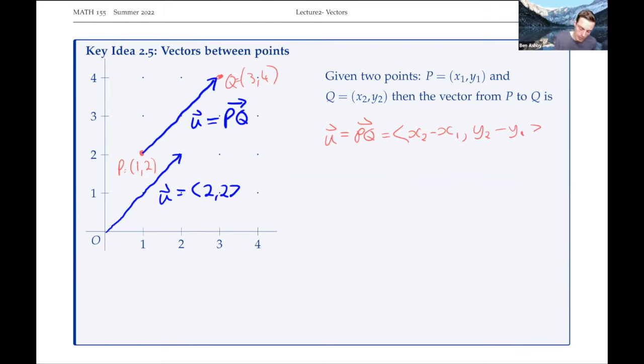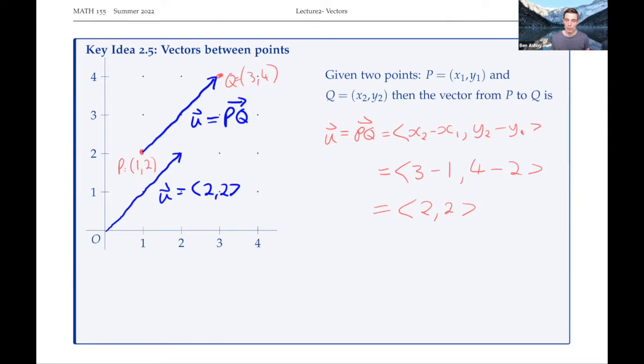And if we apply this to this example over on this side, so x2 is going to be 3, x1 is going to be 1, and y2 is going to be 4, and y1 is going to be 2. Then we end up with 2, 2, which is what we had if we just translated this vector to the origin.